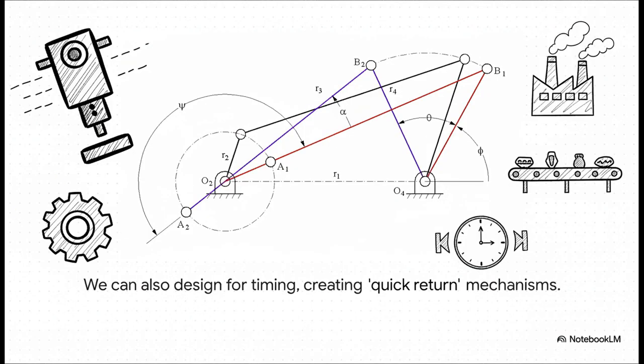We can also use synthesis to control the timing and the speed of the motion. This is absolutely critical for machines that need a slow, powerful working stroke, but a really fast return stroke to improve efficiency. We call these quick return mechanisms, and you see them everywhere in automation and manufacturing.